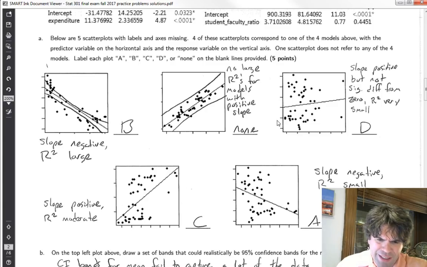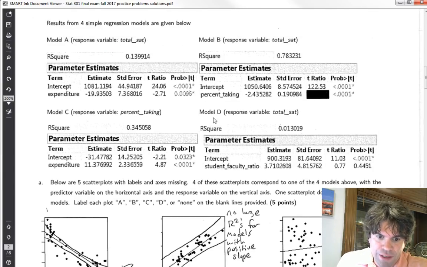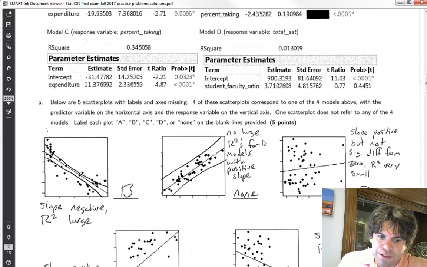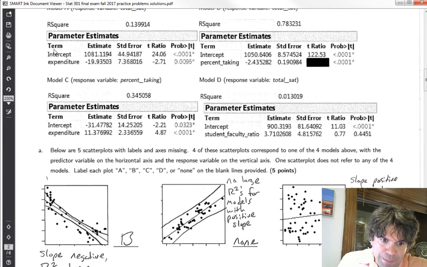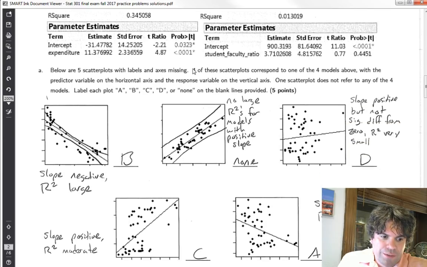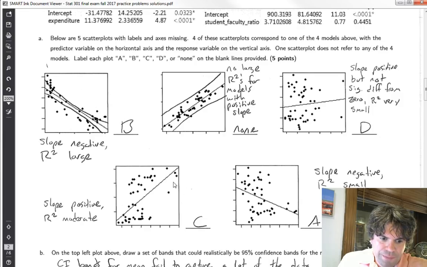So the way to go about this, the first thing I would do is look and see which of these slopes are positive and which are negative. So over here, the predictor variable is right below intercept, and we've got a negative in model A, a negative in model B, a positive in model C, and a positive in model D. So models A and B have to be graphs with negative slopes. Well, let's see, this one's negative.